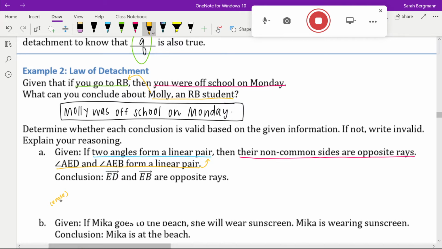In order to apply this conclusion, we should probably draw a picture. The conclusion given says ray ED and ray EB are opposite rays. Let's draw a picture and make sure that looks correct. So we have angle AED and angle AEB forming a linear pair. And on this diagram, we see that ray ED and ray EB are opposite rays. So this is a valid conclusion, and it's valid based off of the law of detachment. So what we would say is that this is a valid conclusion by the law of detachment.